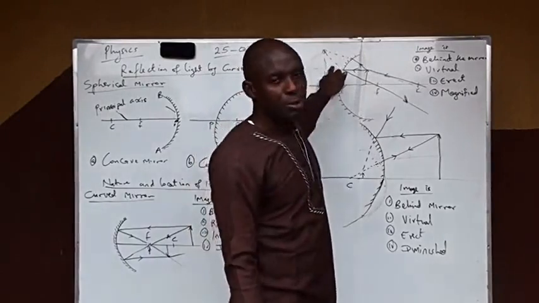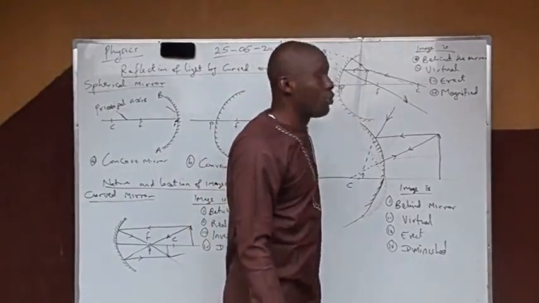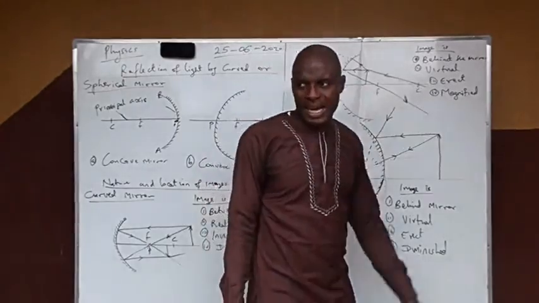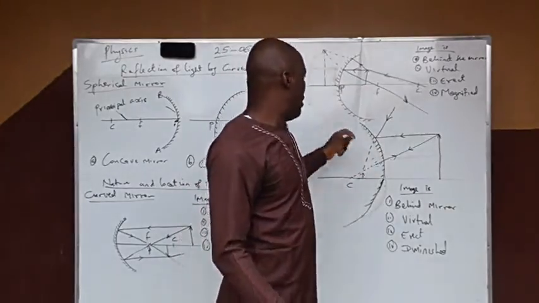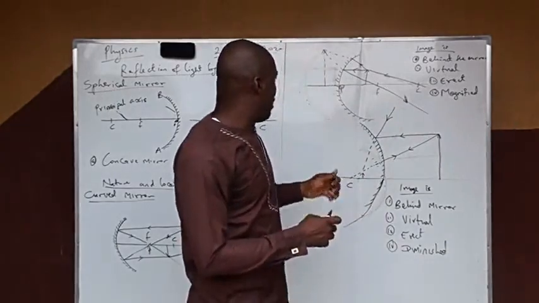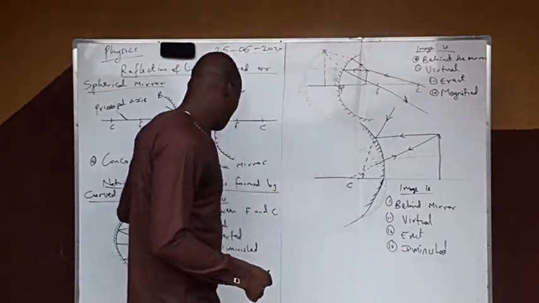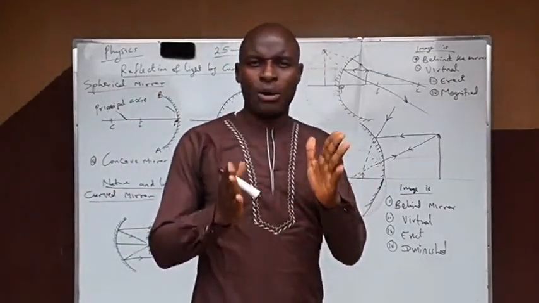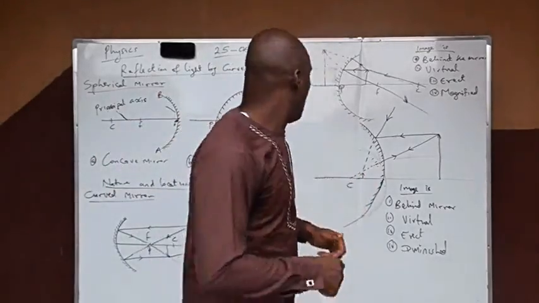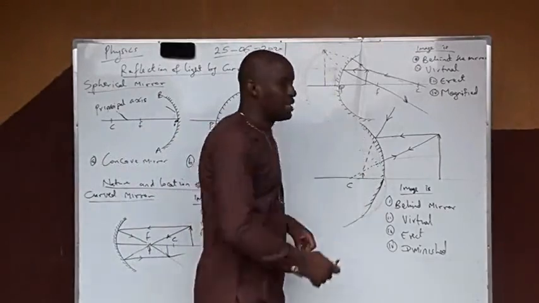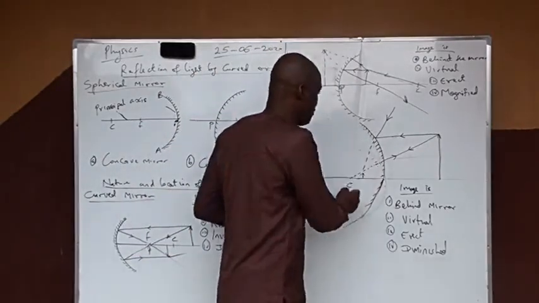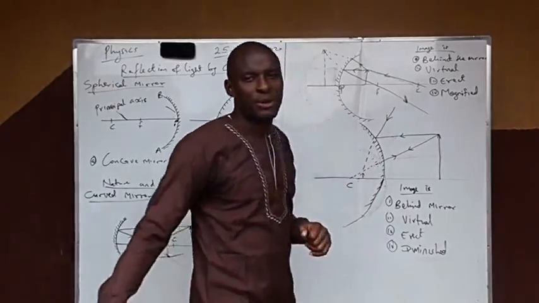The image must be behind the mirror. The image must be virtual. It must be erect and magnified. Now, all these examples are examples of the properties of images formed by a concave or converging mirror. This particular one now is the nature of image formed by a convex mirror, a diverging mirror.